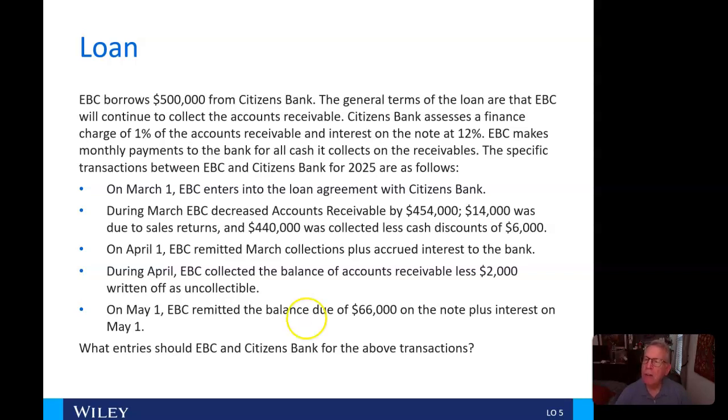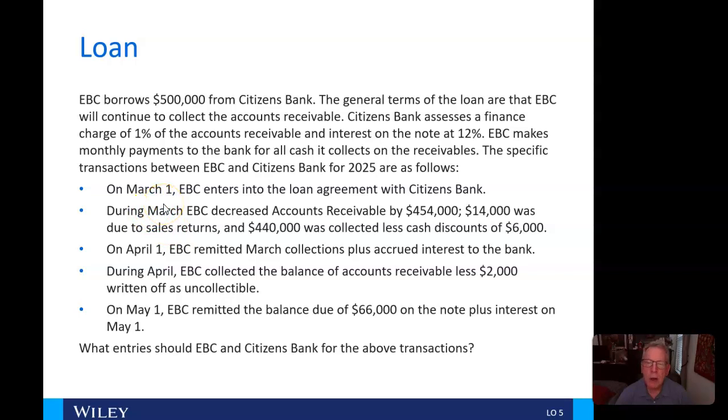And when we left off, we were looking at EBC borrowing $500,000 from Citizens Bank. The general terms of the loan are that EBC will continue to collect the accounts receivable. Citizens Bank assesses a finance charge of 1% of the accounts receivable and interest on the note at 12%. EBC makes monthly payments to the bank for all cash it collects on the receivables. The specific transactions are as follows.